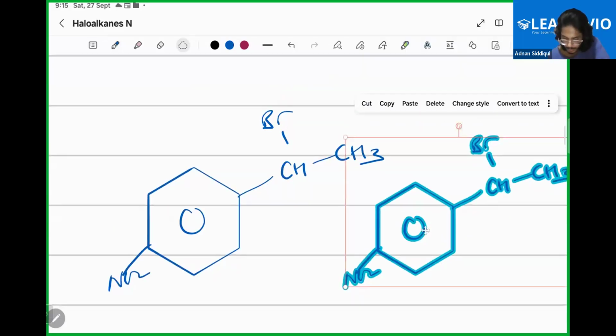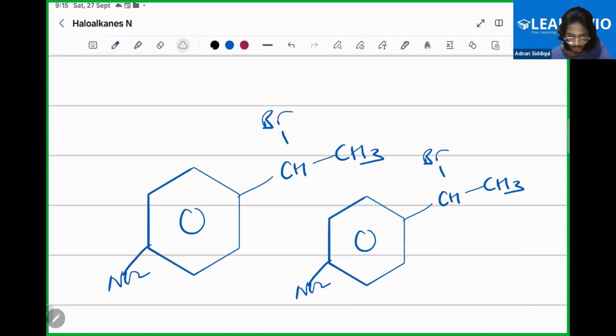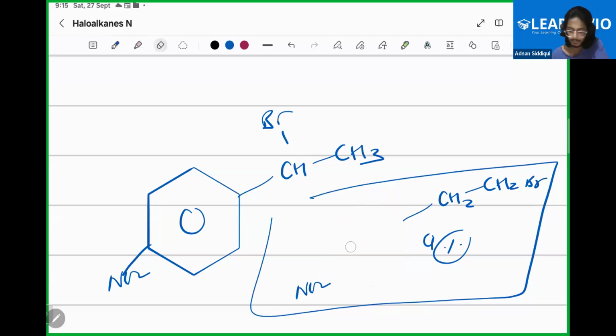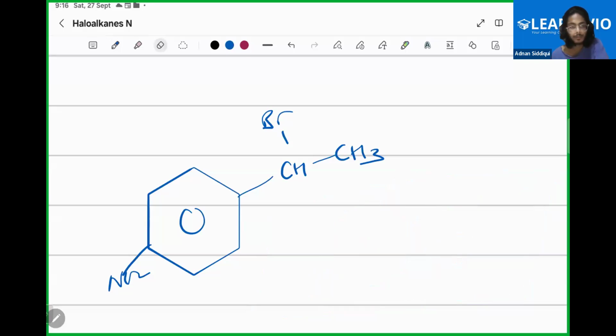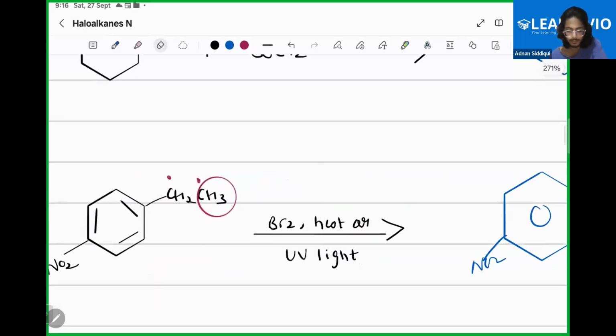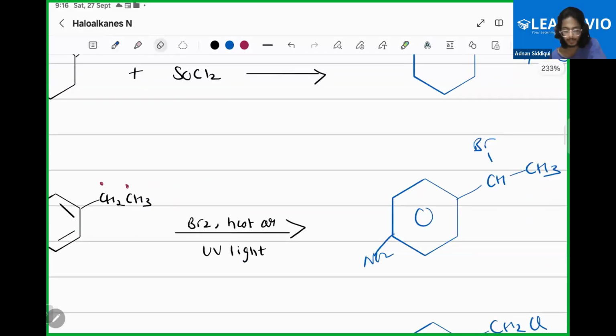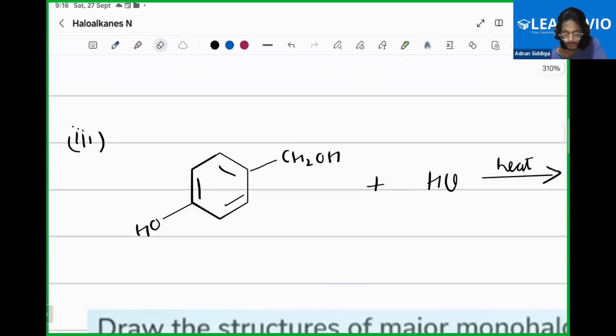Sum of the product, you might see being formed, but this is very small, like 1%, because my bromine is also selective. So the chances of getting this is very low. Is it clear? Yes. The major product is going to be this one.